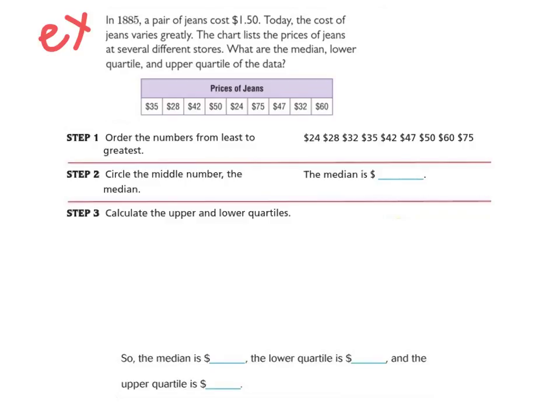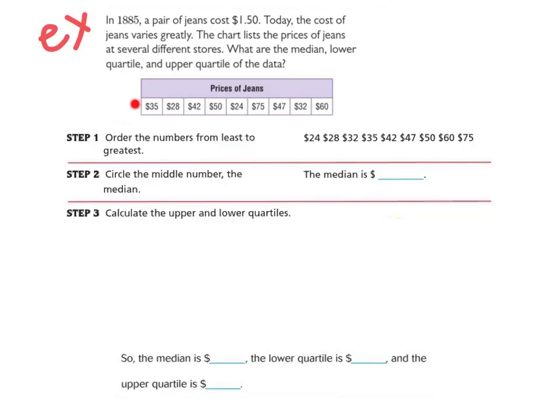All right, now here's an example of the story problem. In 1885, a pair of jeans cost $1.50. Now today, that's a really good price, first of all. $1.50 for a pair of jeans. Woo! Today, the cost of jeans vary greatly. The chart lists the price of jeans at several different stores. What are the median, lower quartile, and upper quartile of the data? So they're asking you exactly what we just found on the last page. You already know how to do that, so you should be able to do this with me.